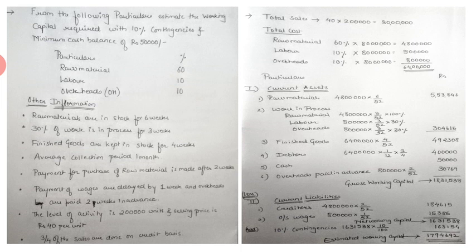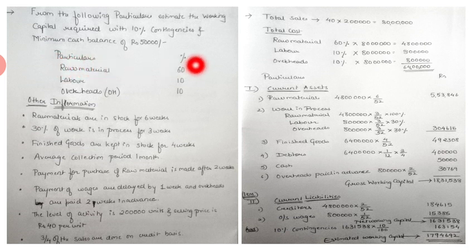So let's start from the following particulars. Estimate working capital required with 10% contingencies and minimum cash balance of 50,000. So here they have clearly said that we have to add 10% contingencies and the minimum cash balance that we have to maintain is 50,000 rupees.